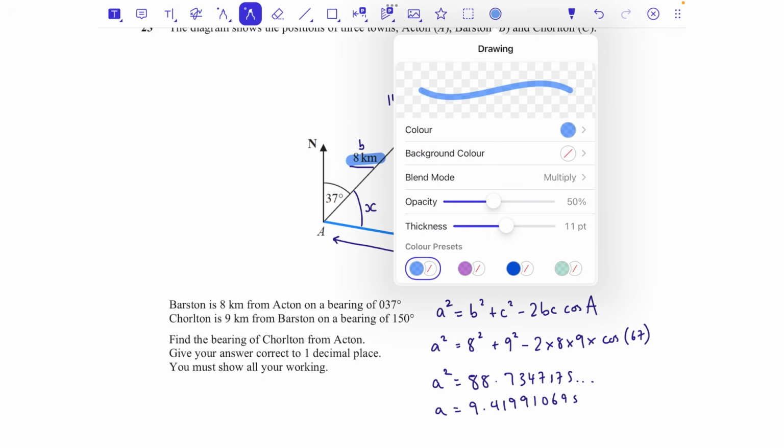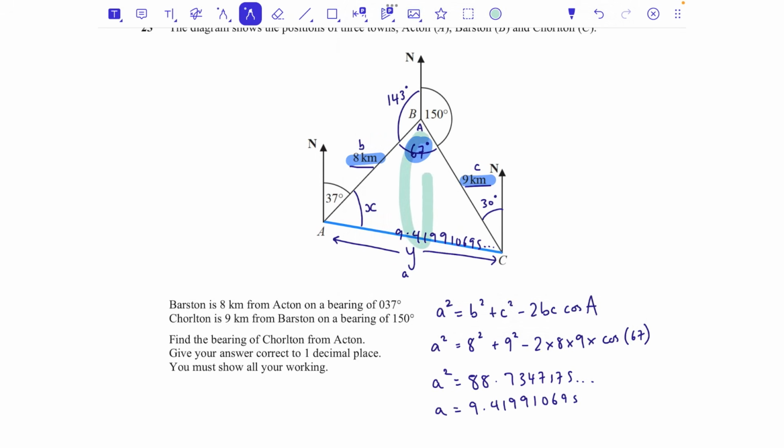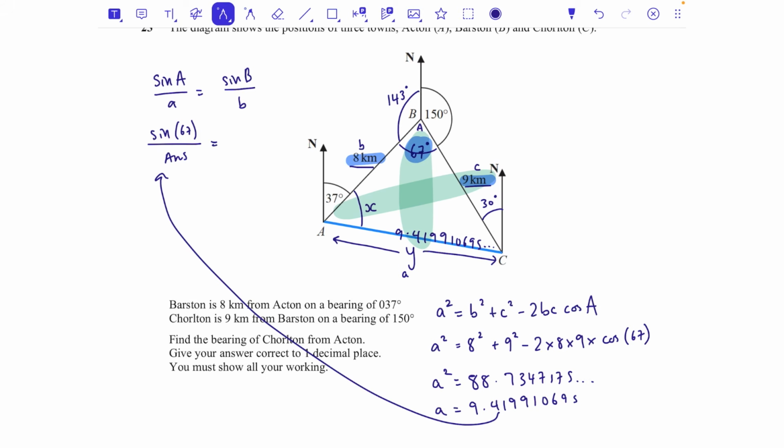Now what I'm going to do is the sine rule, and I'm going to look at these two, this pair here. I've got this side and this angle, and I'm going to use the 9 with the angle that we're interested in. So because I want an angle, angles are going on the top. Sine A over A equals sine B over B. So that is sine 67 over the answer I just got, which is that 9.41, equals sine X over 9. And to get sine x on its own, we're going to times both sides by 9. So in my calculator, I'm typing sine 67 over that answer of 9 point whatever it was, times by 9.